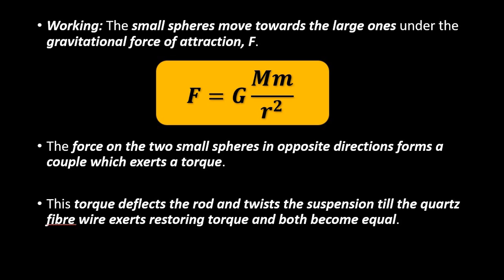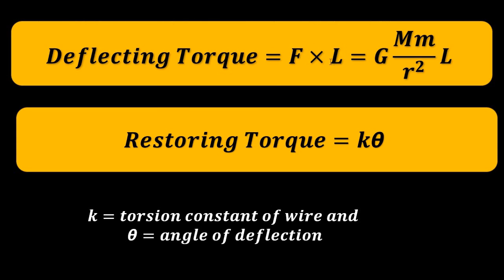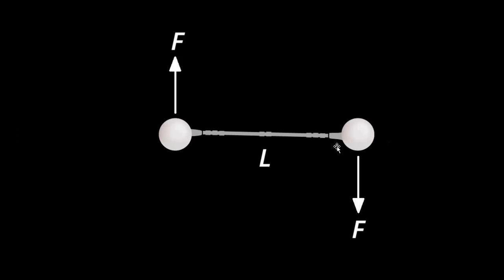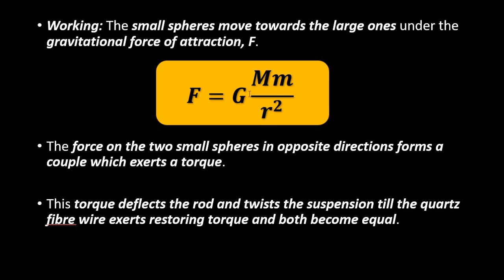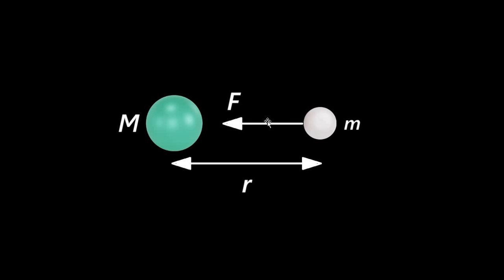The restoring happens until the deflecting torque and the restoring torque in the opposite direction become equal. The deflecting torque is given by force multiplied by length, that is F into L. Now F is the gravitational force, which is equal to G M m by r squared, the gravitational force between these two masses in this two body system. The small lead sphere gets attracted towards the large lead sphere by this much amount of gravitational force.